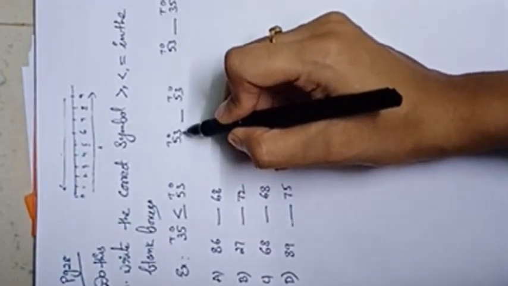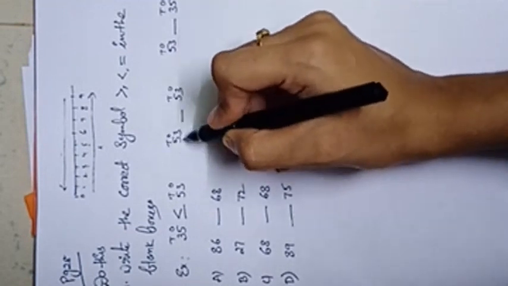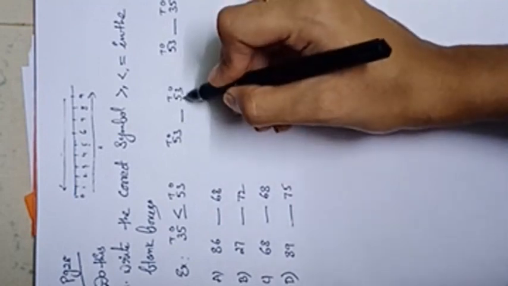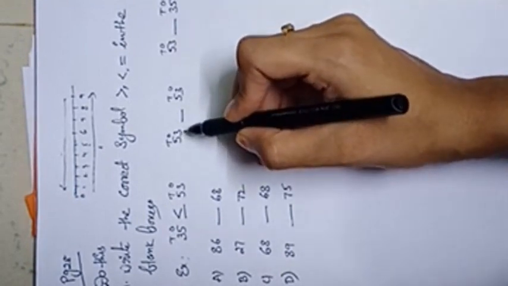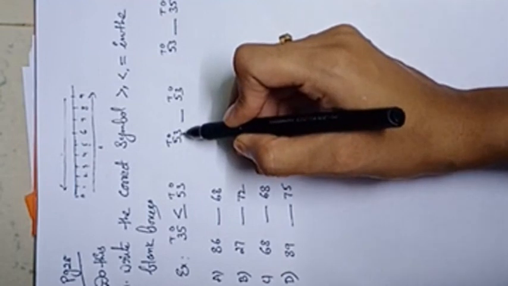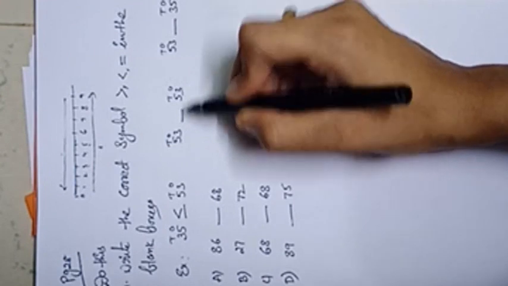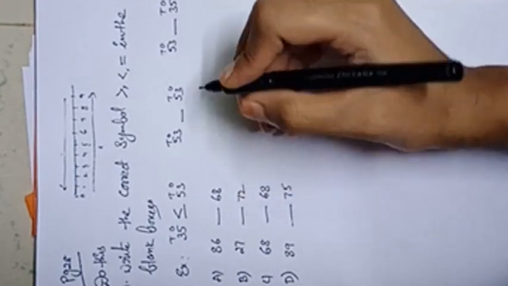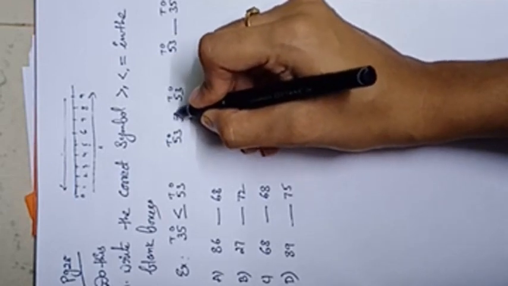Children, 5, 3, 53. 5, 3, 53. Here in tens place, we have 5. Here also in tens place, we have 5. If tens place digits are the same, then we have to go and observe the ones place number. Now, all of you observe the ones place number. Here we have 3 and here also we have 3 in ones place. So both sides we have the same number. So which symbol do we have to put here? Equal to sign. Both sides same numbers means we have to put the equal to sign.